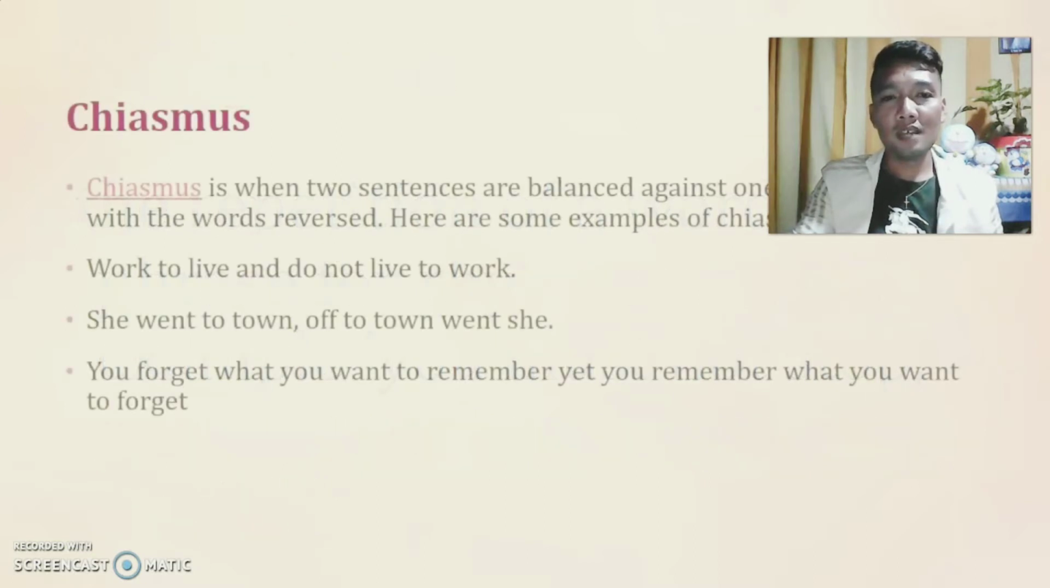Next, chiasmus. Chiasmus is when two sentences are balanced against one another, but with the words reversed. Here are some examples of chiasmus in use. Number 1, work to live and do not live to work. Next, she went to the town, off the town went she. Number 3, you forgot what you want to remember, yet you remember what you want to forget.